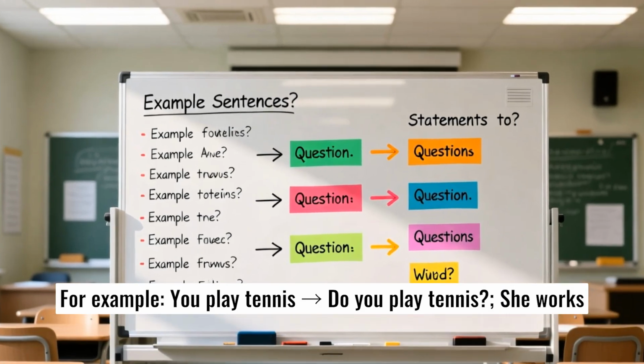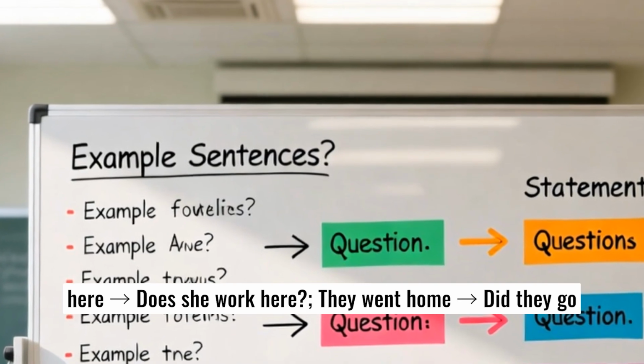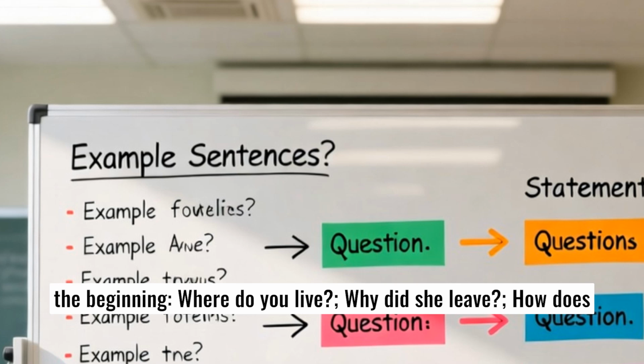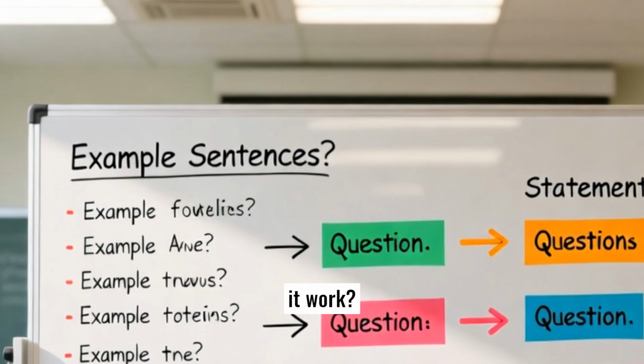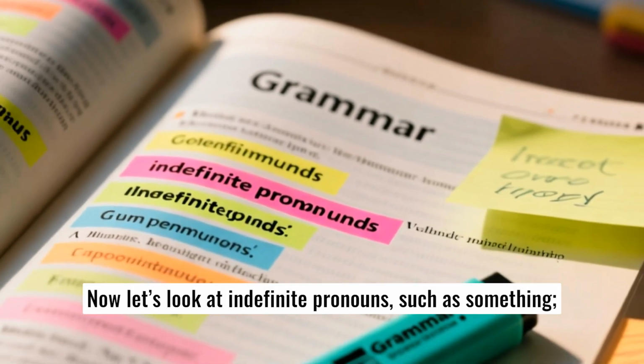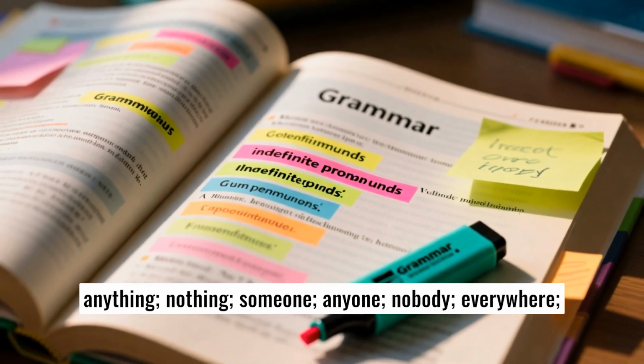For example, you play tennis. Do you play tennis? She works here. Does she work here? They went home. Did they go home? Question words like what, where, when, why, how go at the beginning. Where do you live? Why did she leave? How does it work?